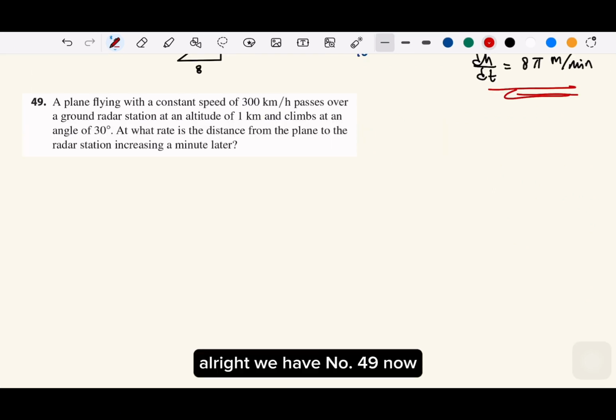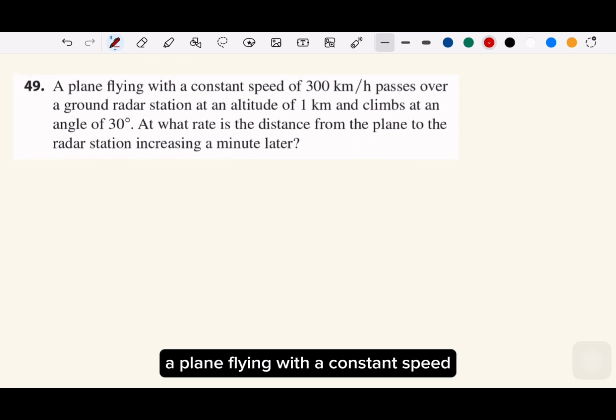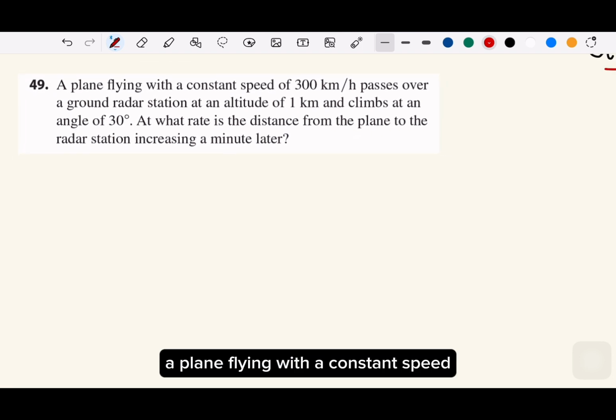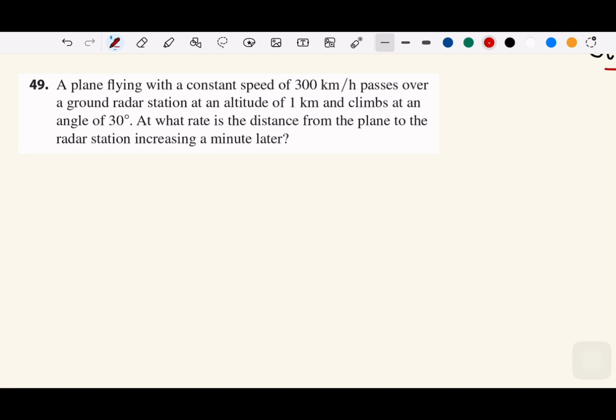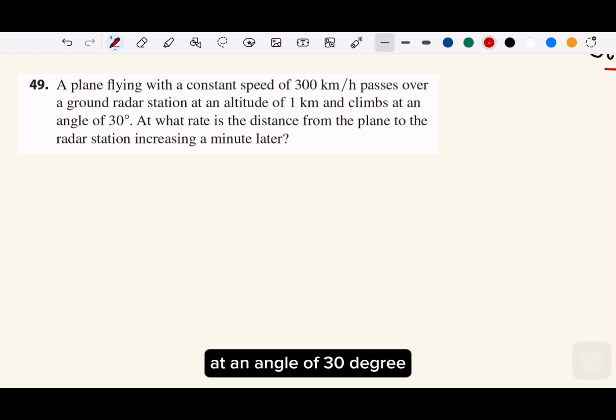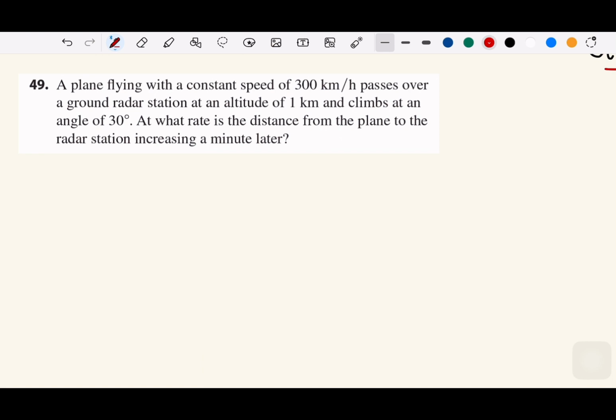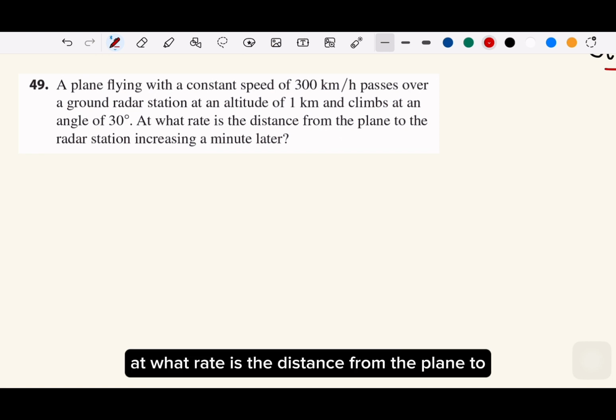All right, we have number 49 now. A plane flying with a constant speed, it passing over a radar station at altitude 1 kilometer and climbs at an angle of 30 degrees. At what rate is the distance from the plane to the radar station increasing a minute later?